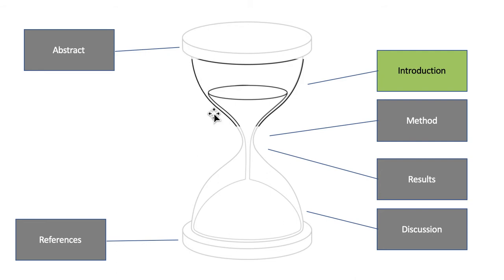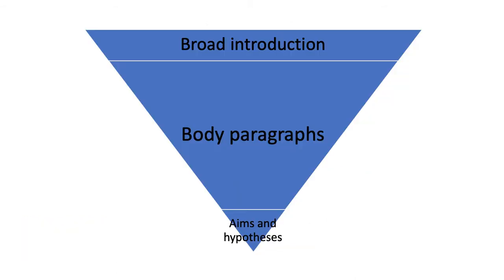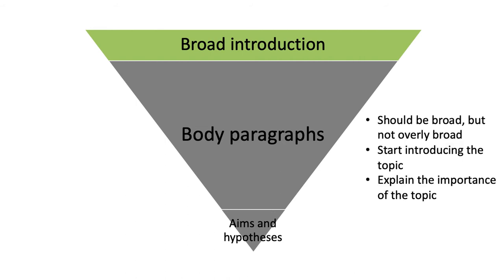If we zoom in on this introduction, we can see that it forms a bit of an inverted triangle structure. So we start with a broad introduction, move to the body paragraphs, and then finish with the aims and hypotheses. The broad introduction should just be around about 1 paragraph. And this is a difficult one to write because it should be broad, but not overly broad. So one way that you can avoid making it overly broad is to not make any claims that can't be supported with evidence. So saying things like, since humans evolved, or it is a fact of human nature that.